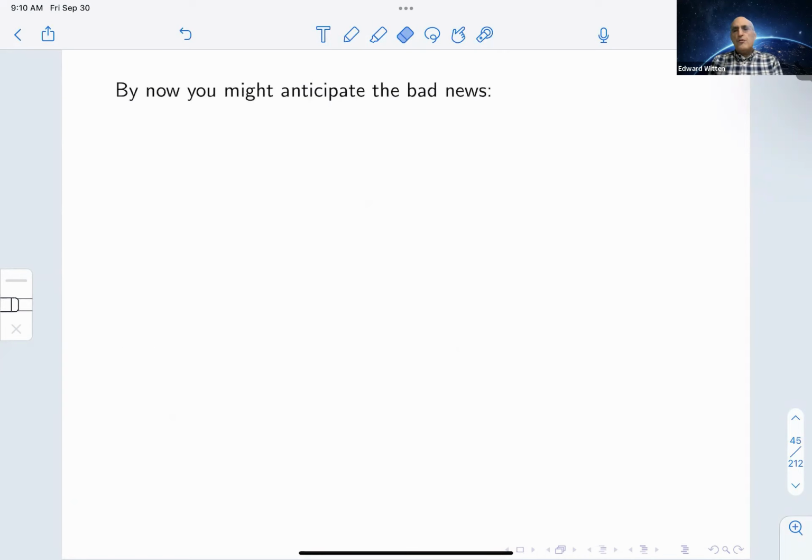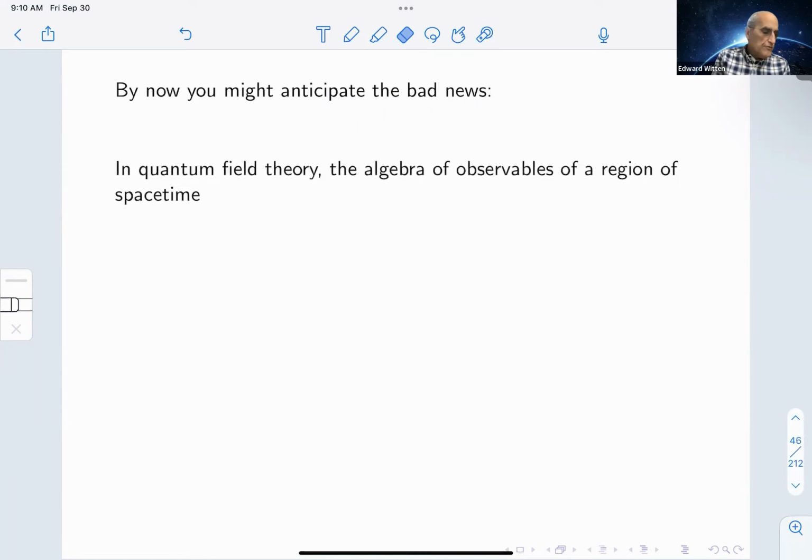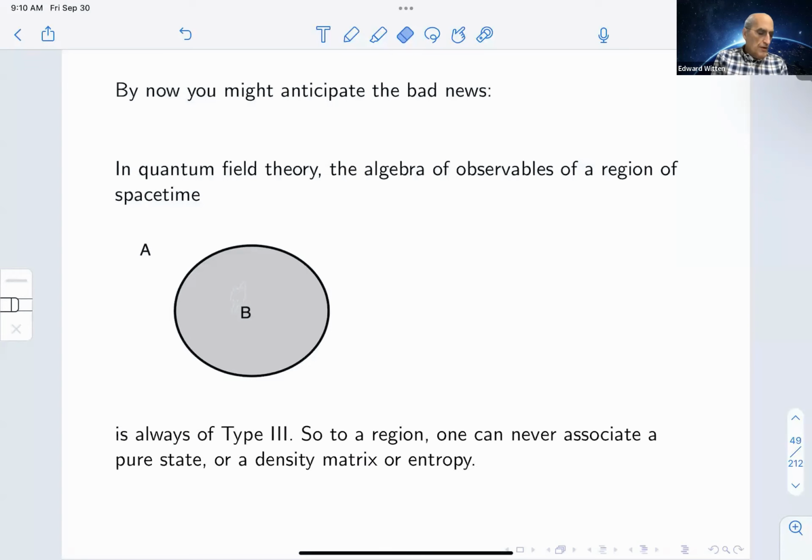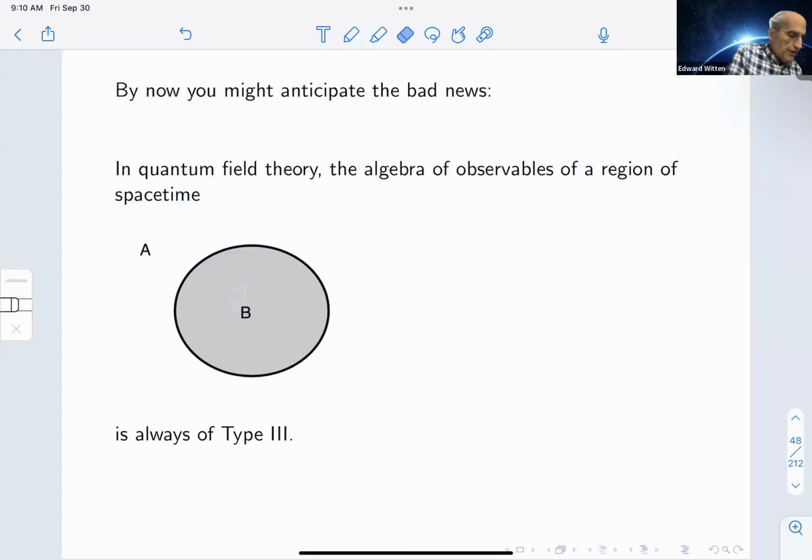Now, by now, from what I've said about Sorkin's ultraviolet divergence, you might anticipate the bad news. In quantum field theory, the algebra of observables of a region of space-time, as in Sorkin's picture, is always of type 3. So this is a result that goes back to Araki.